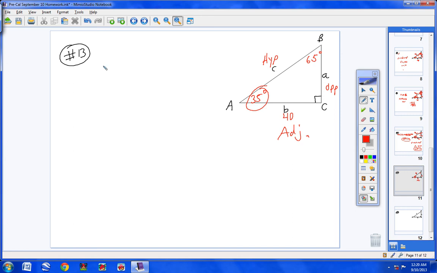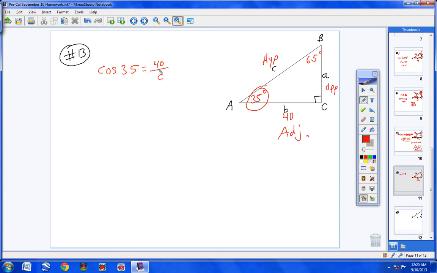I apologize, I said that wrong. Do not use sine, use something else. So, I'm going to use the cosine of 35 degrees equals adjacent, which is 40, over hypotenuse, which is c.